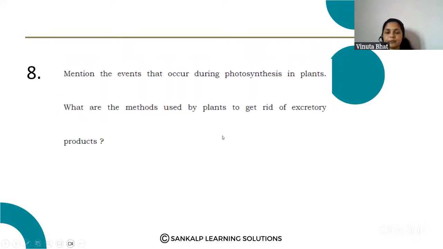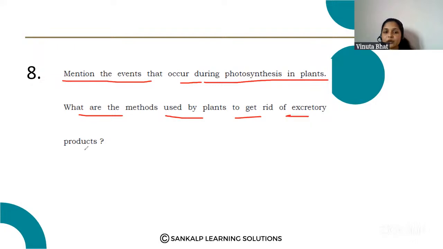Next question. Mention the events that occur during photosynthesis in plants. What are the methods used by the plants to get rid of excretory products? Very important question. This is very, very important. Mention the events that occur during photosynthesis in plants. What are the methods used by the plants to get rid of the excretory products?